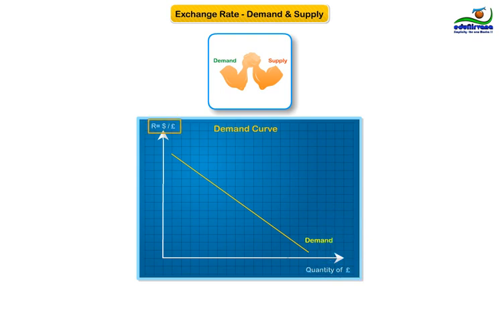Since we are measuring the price of the pound, the exchange rate, that is, price of pound in dollars, is on the vertical axis, and we are representing it as dollars per pound. It is the price of a pound in terms of dollars.